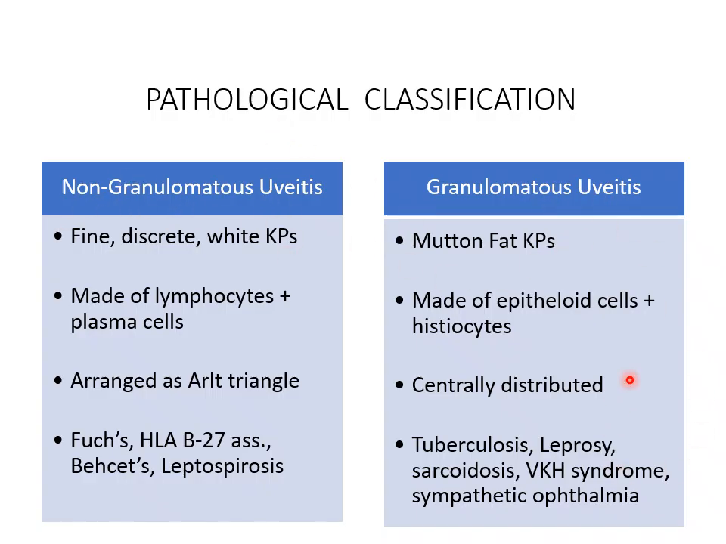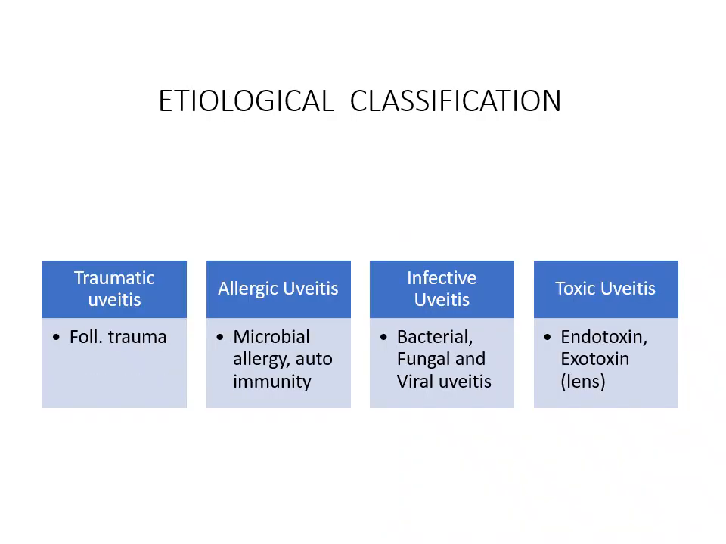Granulomatous uveitis is characterized by mutton fat or larger sized KPs which resemble mutton fat, hence the name, and seen in granulomatous conditions like TB, sarcoid, leprosy, and so on. Non-granulomatous KPs are basically fine deposits, whitish, on the cornea, in the endothelium, and seen in these diseases, Fuchs, HLA-B27, Behçet disease, and so on. So that's the pathological classification.